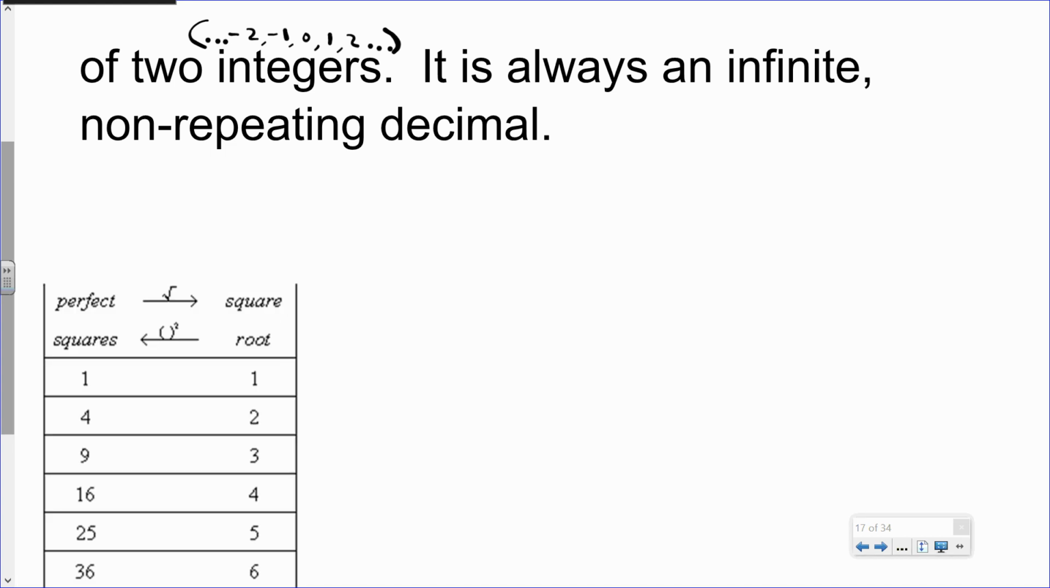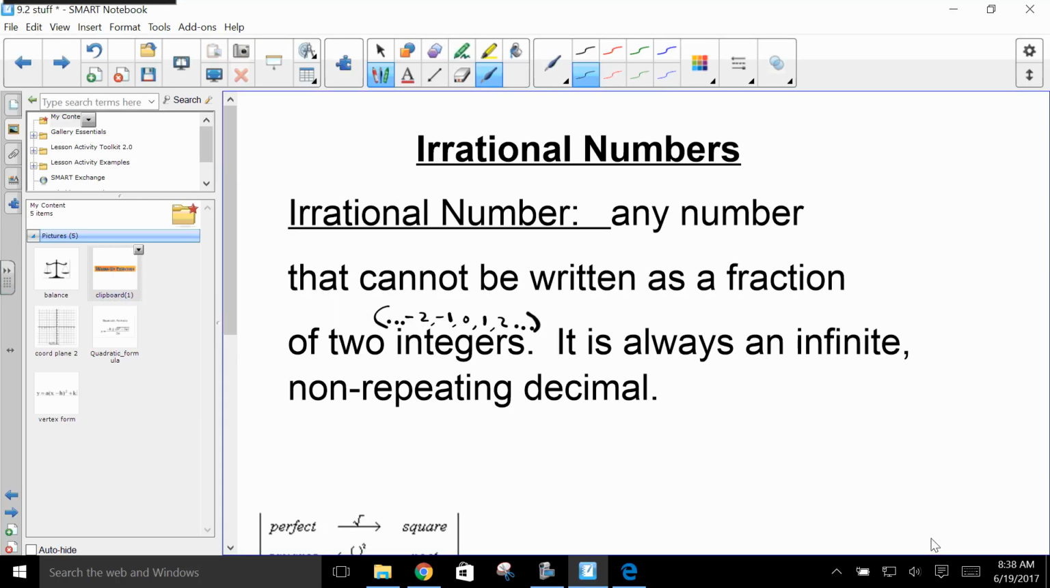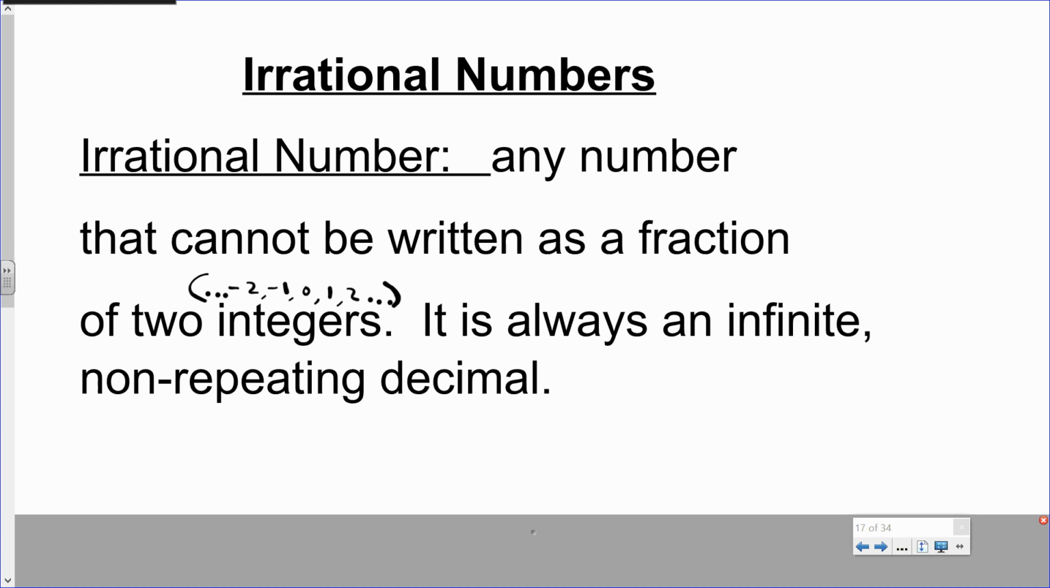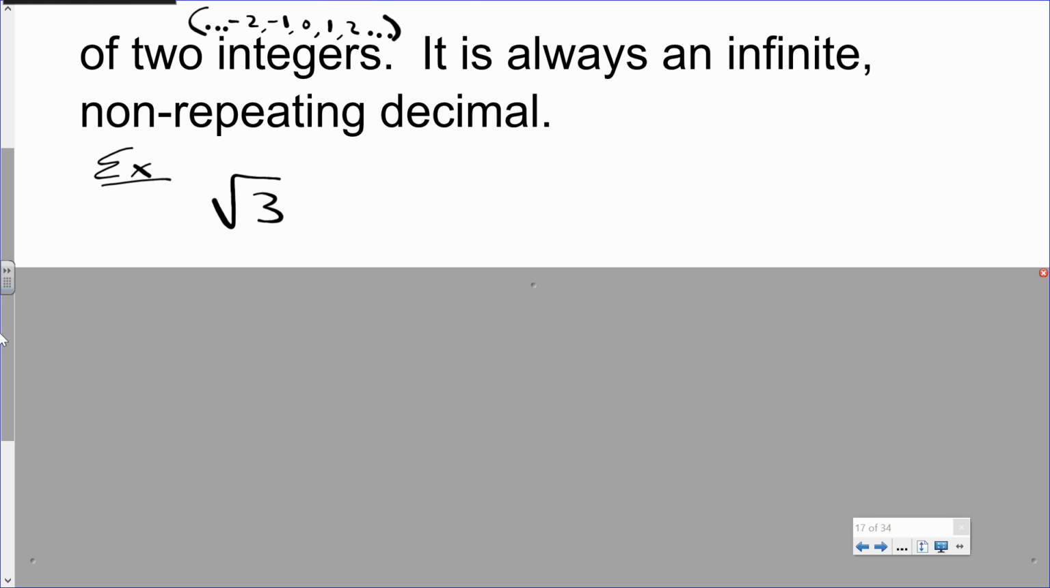would be, before I get to that, a number, I'm going to write an example here. The square root of 3. The square root of 3. It's irrational.